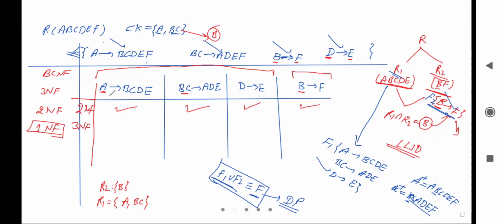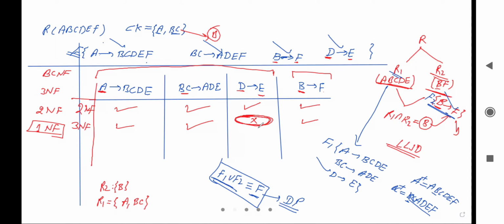So if we observe this one, here it is a super key, so it is third normal form. Here also a super key, third normal form. What about this one? Is D a super key? No. Is E a prime attribute? No. So due to this one, it is not in third normal form, right? But what about B goes to F? Sorry, B is a super key. Yes, B is a super key, so this case is valid. But due to the D goes to E case, it is not in third normal form.